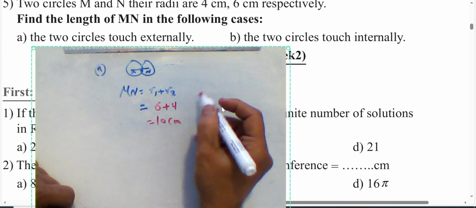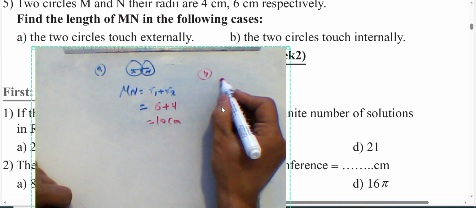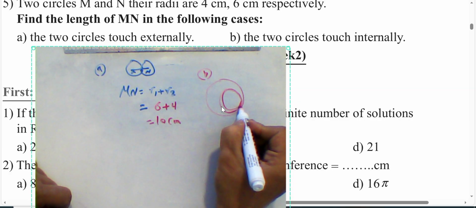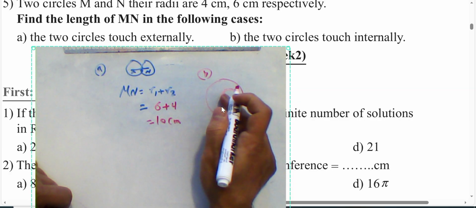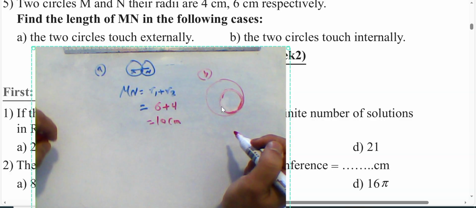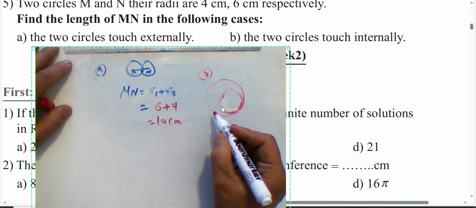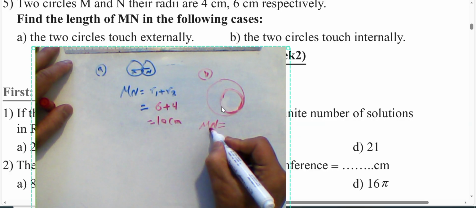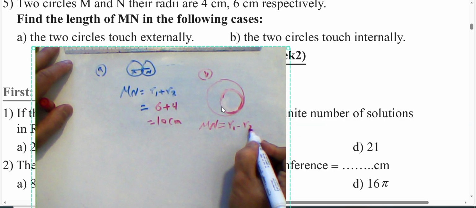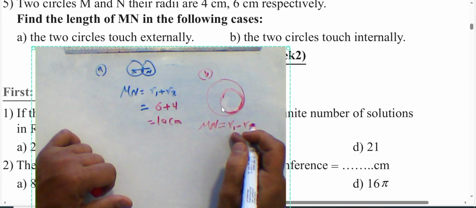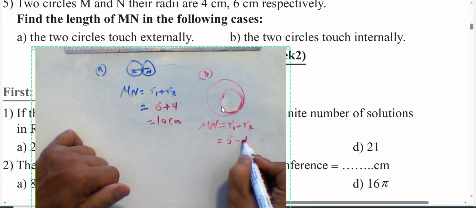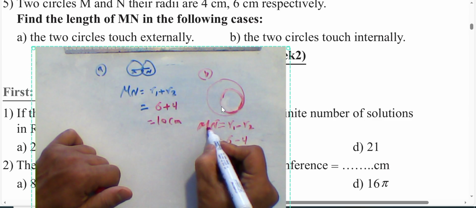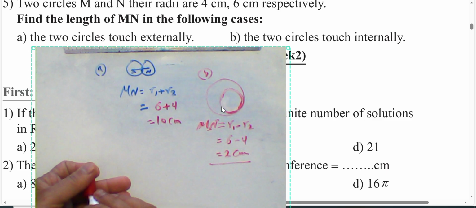And the second condition here, 2 circles touching internally, like this, touching internally. What does it mean? Touching internally means the distance between the 2 centers, MN, equals radius 1 minus radius 2, where radius 1 is greater than radius 2. Then we have 6 minus 4 equals 2 centimeters. The distance will be 2 centimeters.